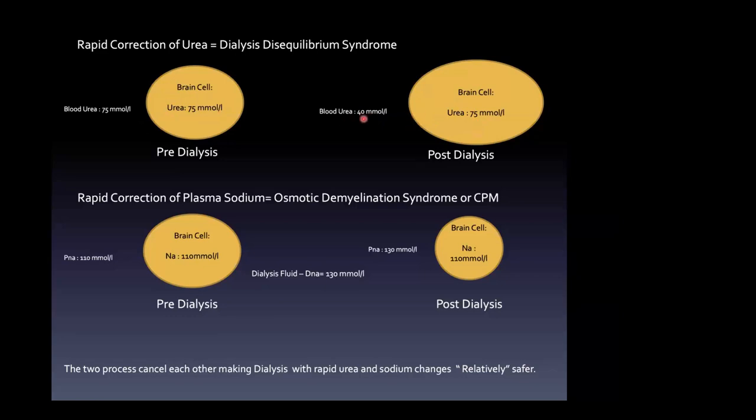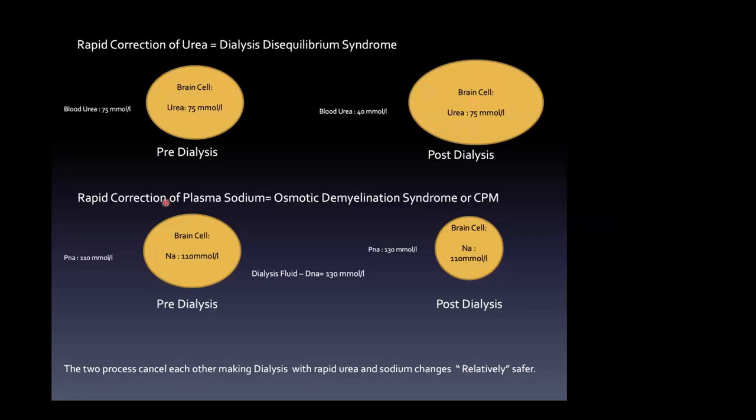And during this time, urea, which was an ineffective osmole, becomes an effective osmole. So the urea is high in the brain, and the brain will have osmosis of fluid, diffusion of fluid, and the brain will swell up, right? That's why I'm showing you the brain swell. The brain cell is expanded, so it's kind of swollen up.